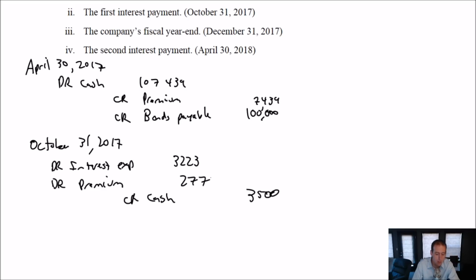If you think about what's happening, the premium is reducing our interest expense. Why is it reducing our interest expense? Well, we got a premium. It means we got too much cash to begin with. We got more cash than we were asking for. So when we make interest payments, our interest expense is reduced by the amount of that premium. Okay, let's continue and do the December 31st, the fiscal year end entry.